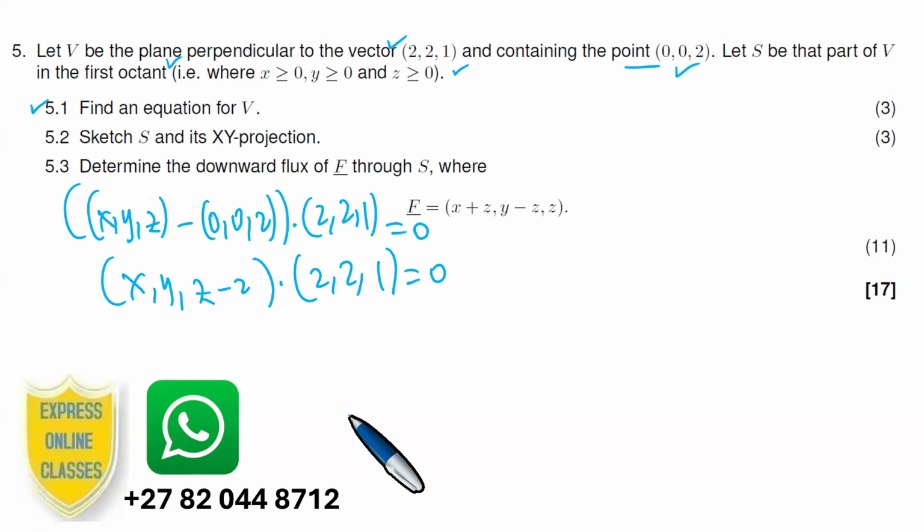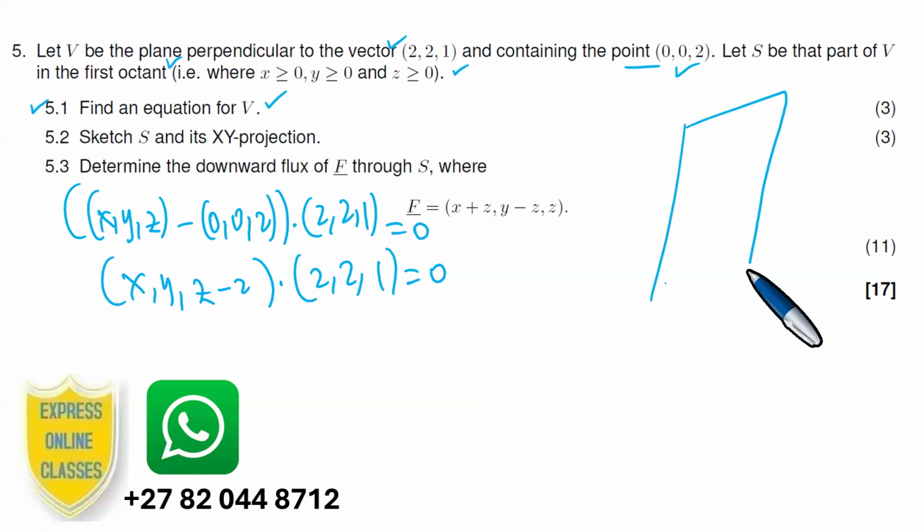Sorry, what are you doing now? Okay, we want to find the equation for the plane. V is a plane that is perpendicular to a vector, and this vector is 2, 2, 1. So there's a plane perpendicular to this vector, and this plane is containing the point 0, 0, 2.